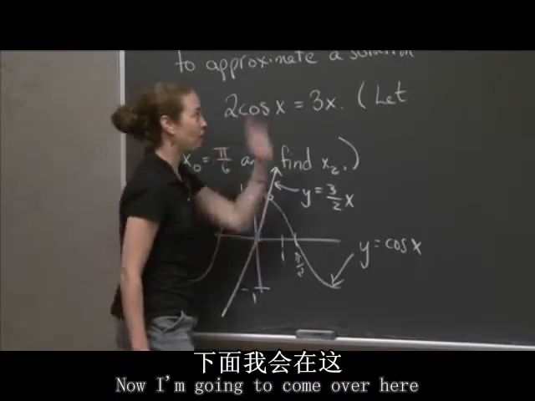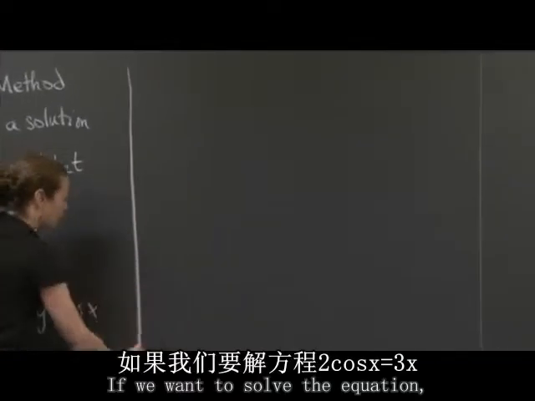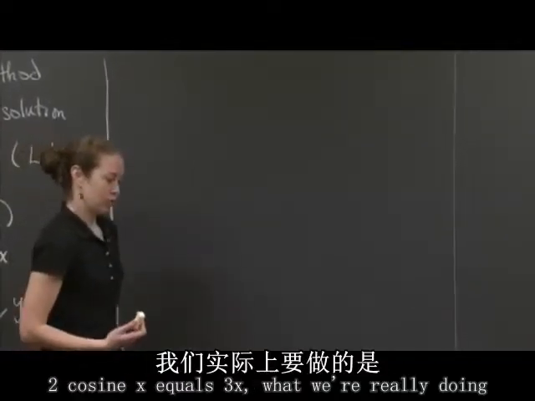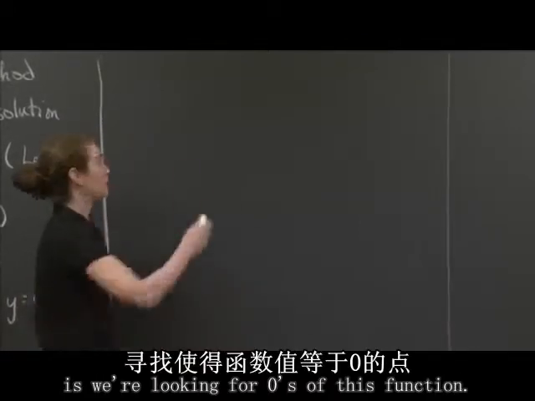Now I'm going to come over here and start to do some work. If we want to solve the equation 2 cosine x equals 3x, what we're really doing is looking for zeros of this function.